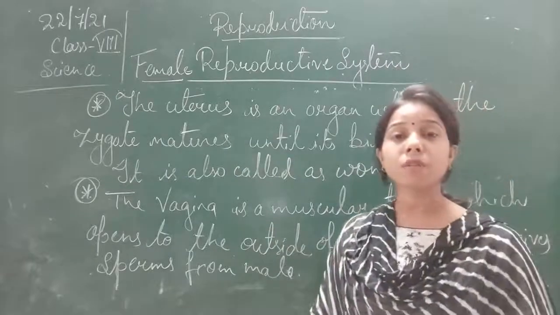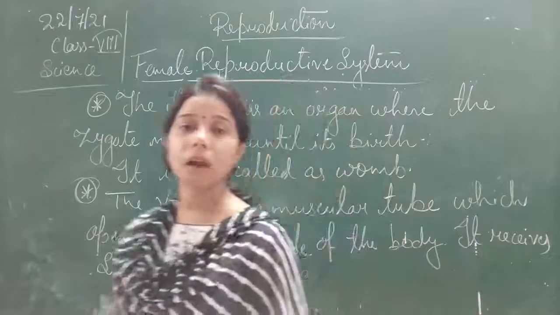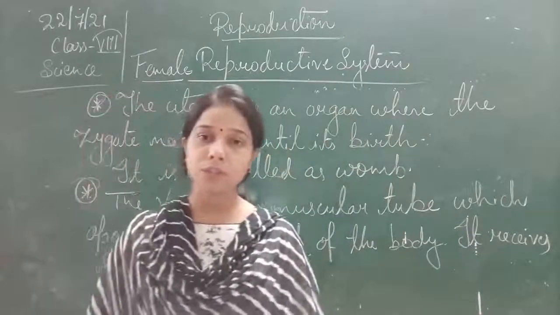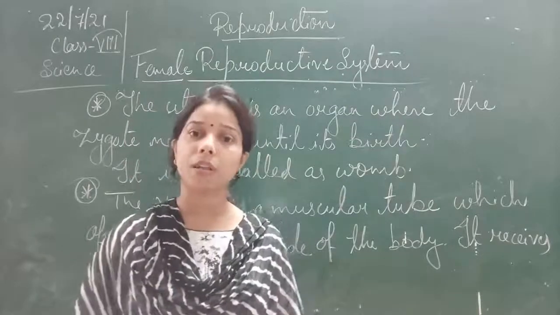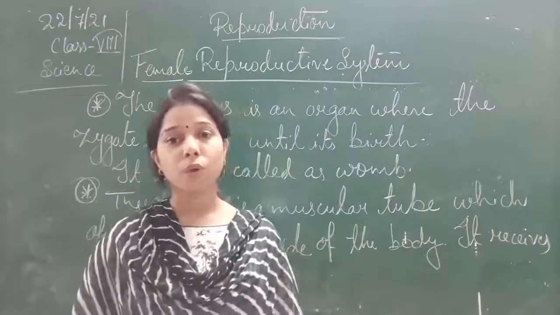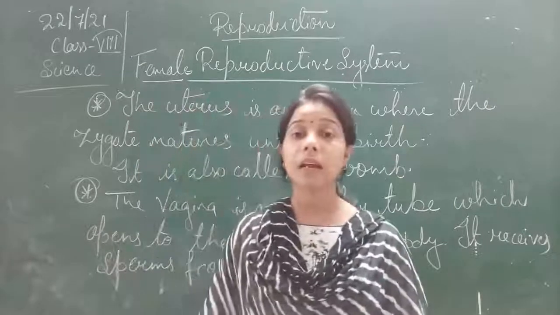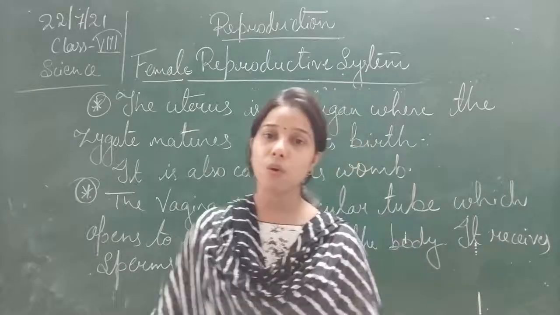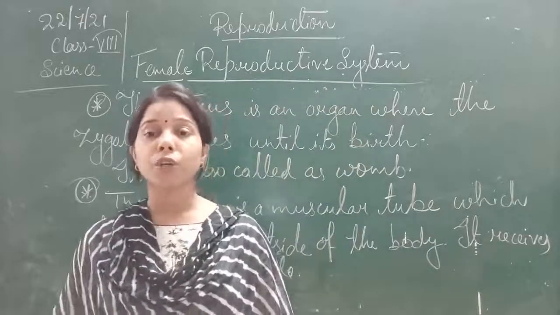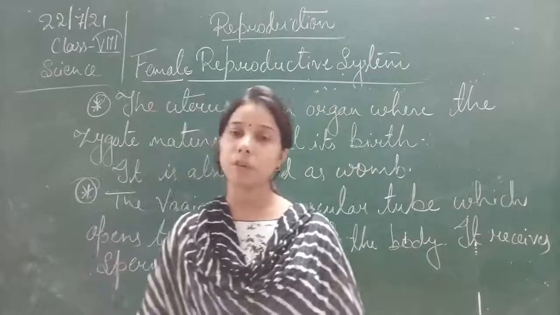Okay, so this is about the female reproductive system. Here, students, we have seen that there is one pair of glands called ovaries. The ovaries are the glands which release the egg or ovum. Now this ovum or egg reaches a duct called the oviduct, also called the fallopian tube.